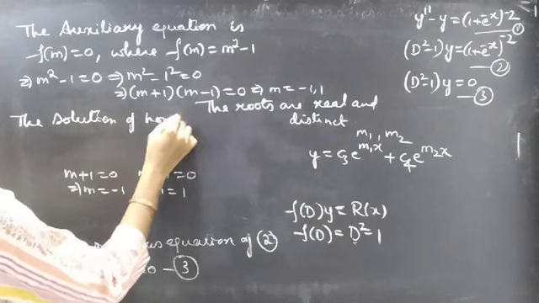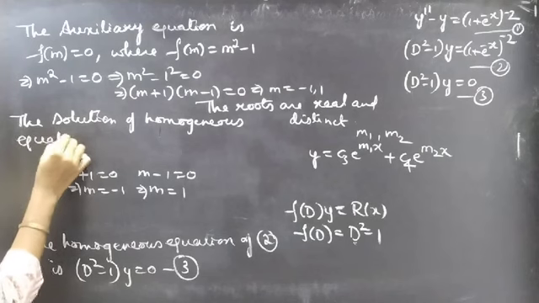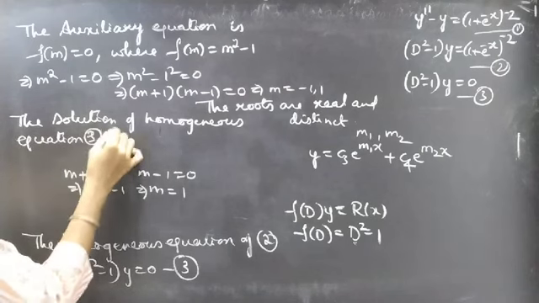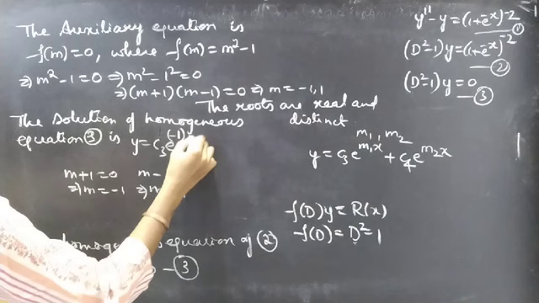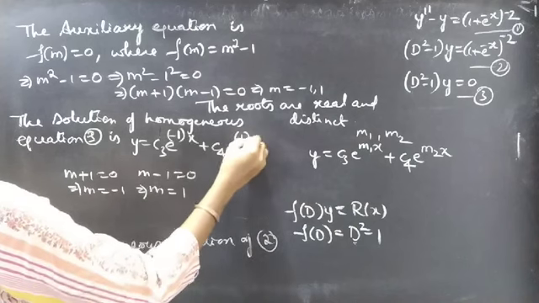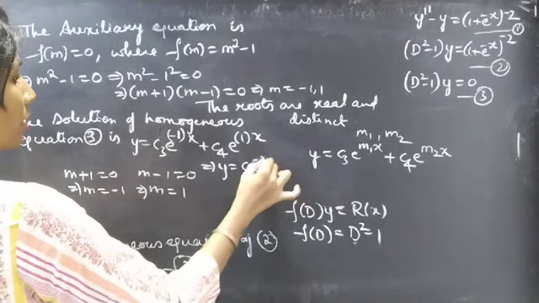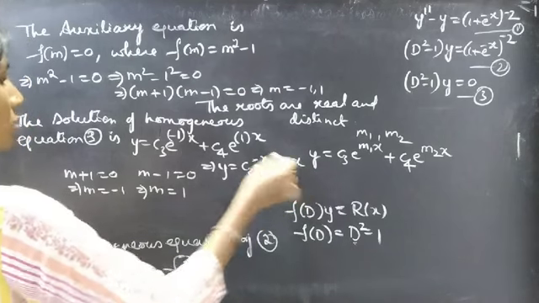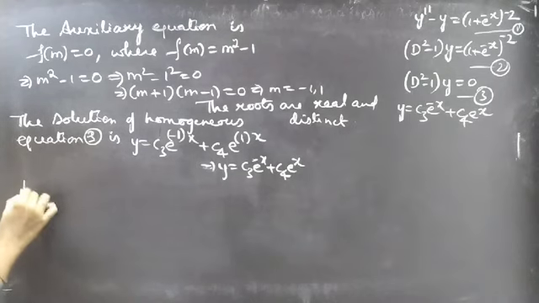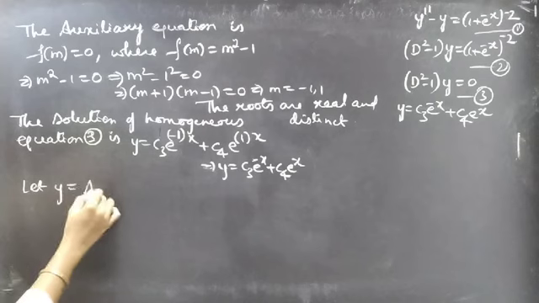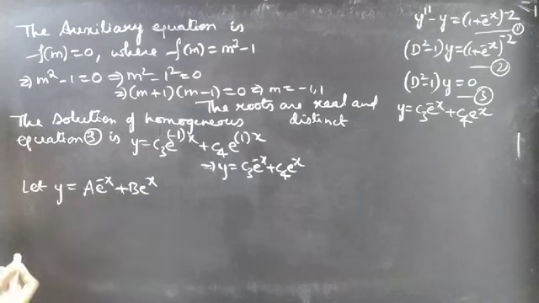The solution of the homogeneous equation is y equal to c3 e power m1 x, where m1 is minus 1, plus c4 into e power the other root 1 into x. From this we get y equal to c3 e power minus x plus c4 e power x, which is the solution to our homogeneous equation. Let y equal to a e power minus x plus b e power x be the general solution of the given equations 1 and 2.